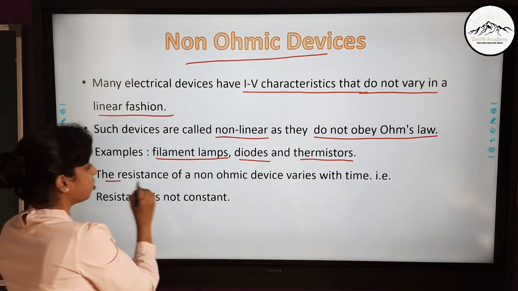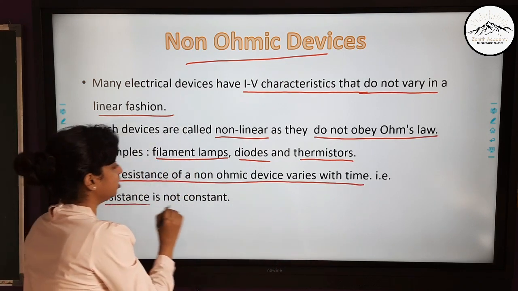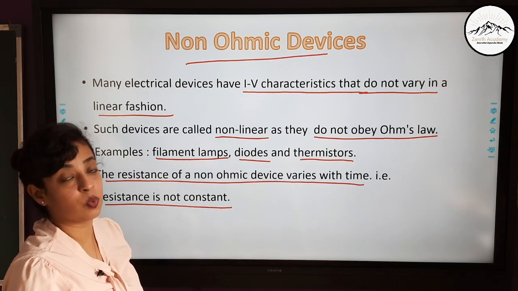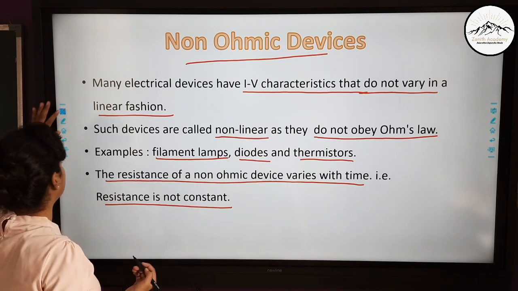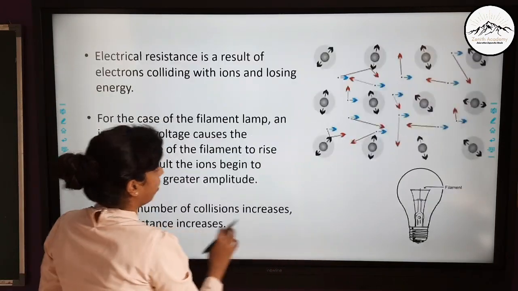Now the resistance of a non-ohmic device varies. That is, the resistance is not constant. In the case of a resistor, we saw that resistance was constant. But here resistance is not constant. So let us talk about all these non-ohmic devices one by one.